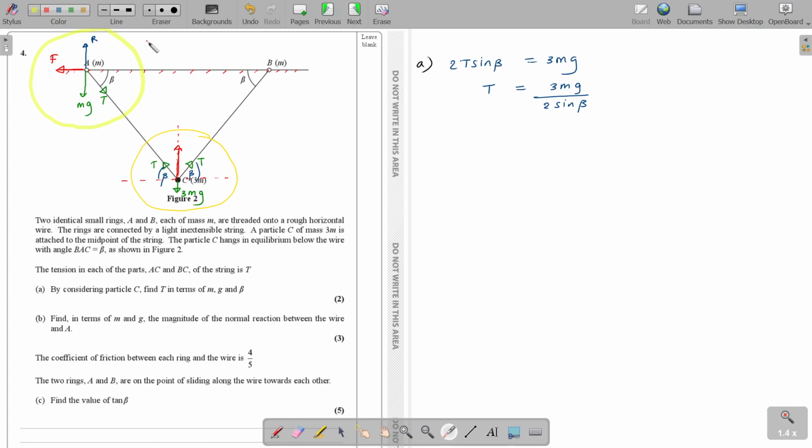Are you with me? They are asking you to find, in terms of mg, the magnitude of the normal reaction between wire and A. Okay, how do we get the normal reaction? The first thing is, do you realize your normal reaction and mg are in the vertical direction, friction is in the horizontal direction, but your tension is in the inclined direction. So you have to resolve the tension, right?